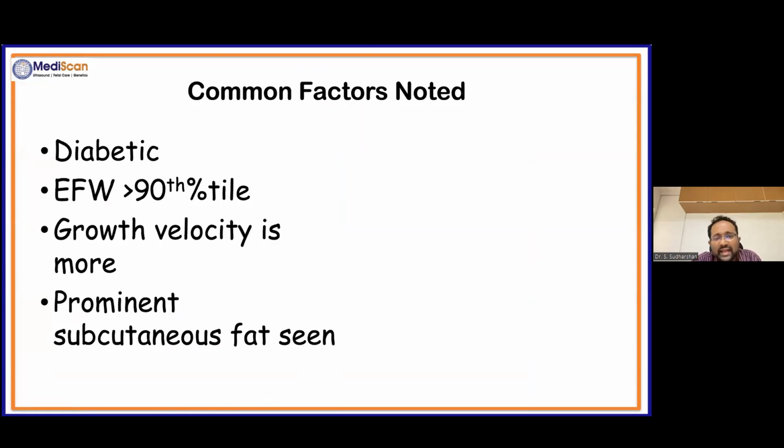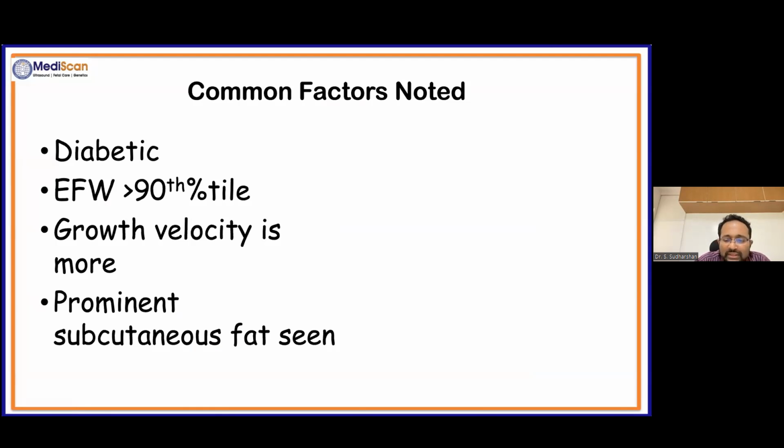The common factors that we have noted in both these cases are: one, both the patients are diabetic. I specifically put up these cases in conjunction with the theme of the meeting. Two, the EFW, or the estimated fetal weight, which is computed based on the biometric parameters, was above the 90th percentile. Three, the growth velocity is more. And four, very prominent subcutaneous fat is seen across the different portions of assessment of the baby.